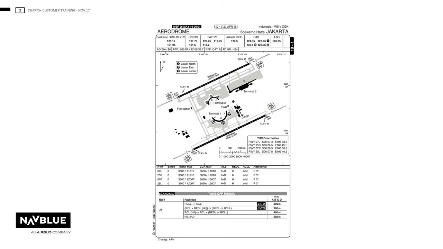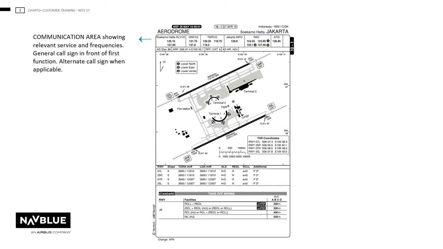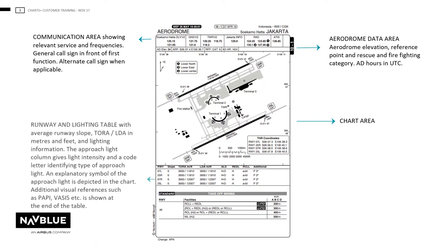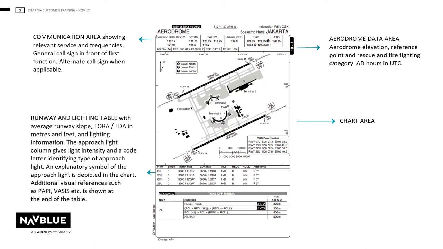Here we have a 10-1 aerodrome page for Jakarta. We will now go through the layout of the aerodrome chart. At the top will be the communications area, showing the relevant call sign and frequencies. Below that is the aerodrome data area and the chart area. Runway information and lighting is presented here along with the takeoff minima.